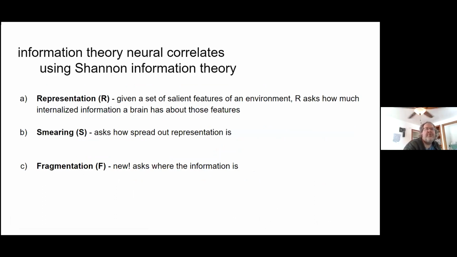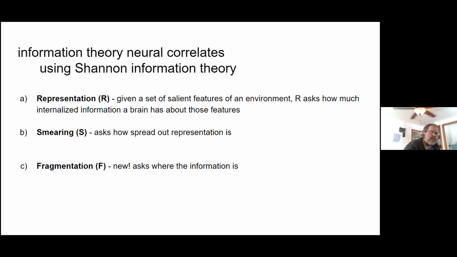Representation and smearing are two neural correlates that have been used a lot in the Hintze and Adami labs. Representation is, if you're given a set of salient features about an environment, then representation asks how much internalized information a brain has about those features. Smearing asks, in a general way, how that information is spread out about the brain. So fragmentation is a new measure, which I'm developing, and it asks where the information is.